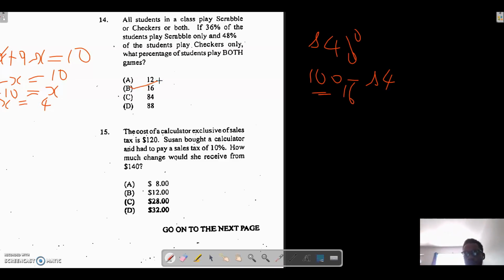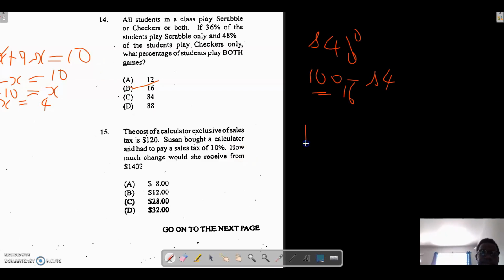Question 15. The cost of a calculator exclusive of sales tax is $120. Right? So that's the cost without tax. Susan bought a calculator and had to pay a sales tax of 10%. How much change would she receive from $140? Now, there are certain things in percentage that we ought to know out of our head. So for instance, 10% really means 1/10. Alright? But I'm going to work it out anyways.